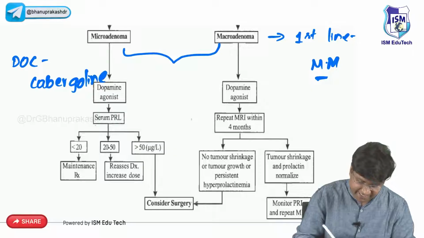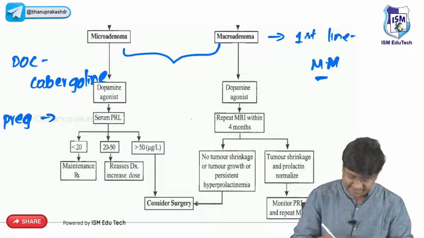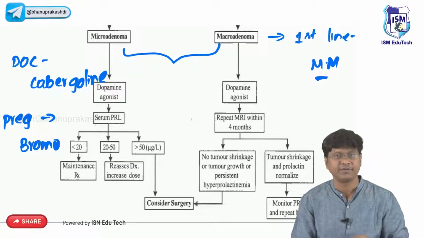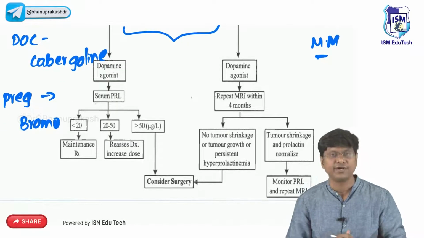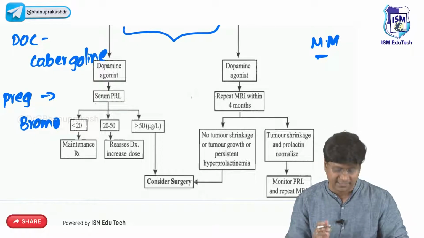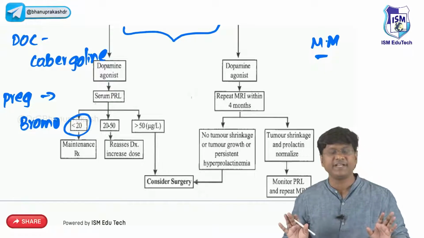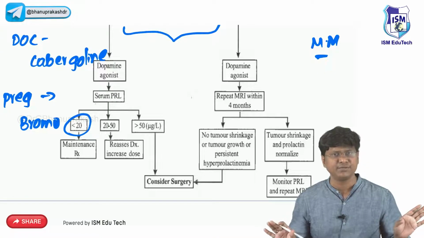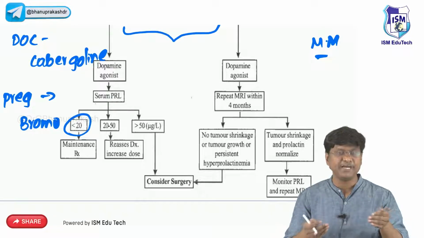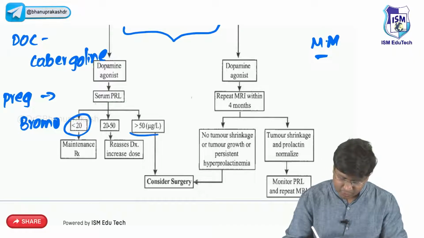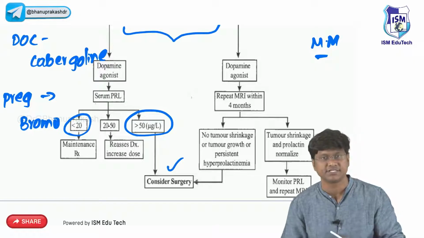Whereas in pregnancy with prolactinoma, the drug of choice will be bromocriptine. Now, in case of microadenoma, what should be the target prolactin level? Less than 20. If it is maintained less than 20 with bromocriptine or cabergoline, then continue the same treatment. But if in spite of giving cabergoline or bromocriptine the prolactin levels are still high, like more than 50, then you need to consider surgery.